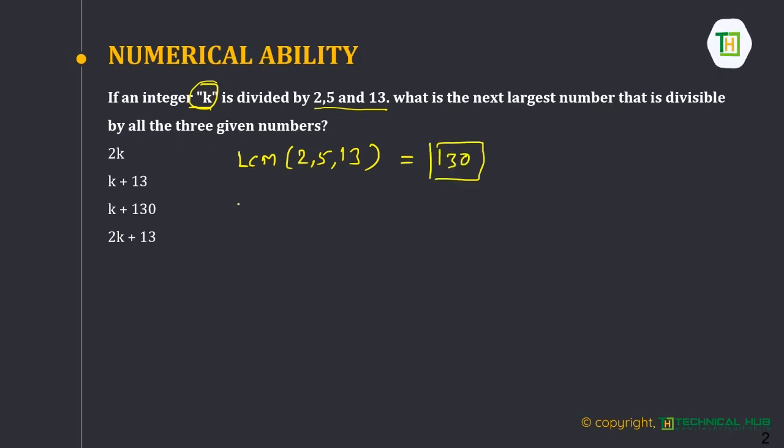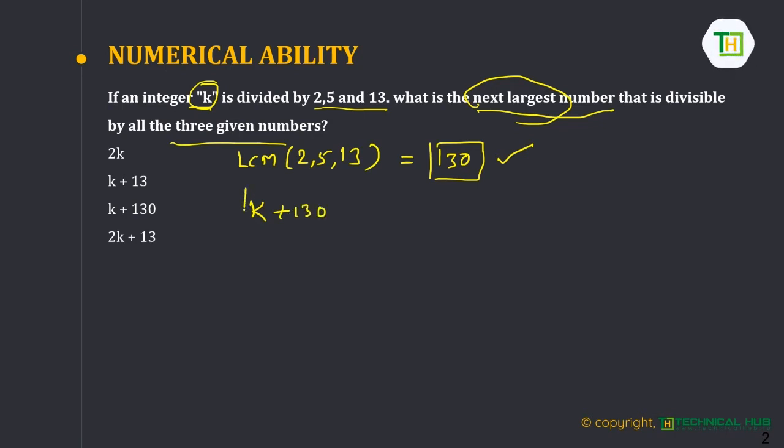Right? Here the integer k is divisible by 130 according to the question. Now the question is, what is the next largest number that is divisible by all three numbers? If that particular number is divisible by all three numbers, it must be divisible by 130, right? Initially, he is asking what is the next largest number. Next largest number after k is nothing but k plus 130.